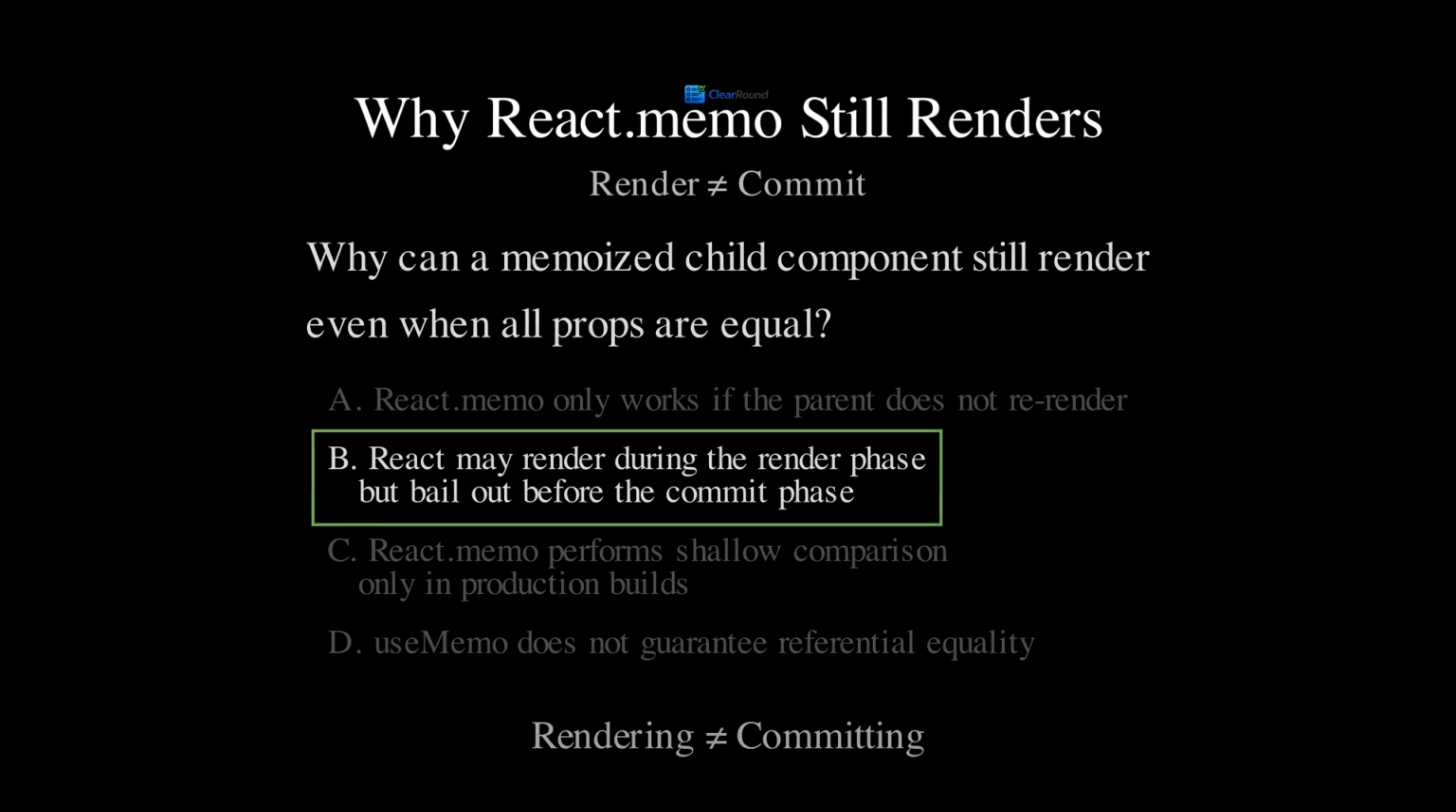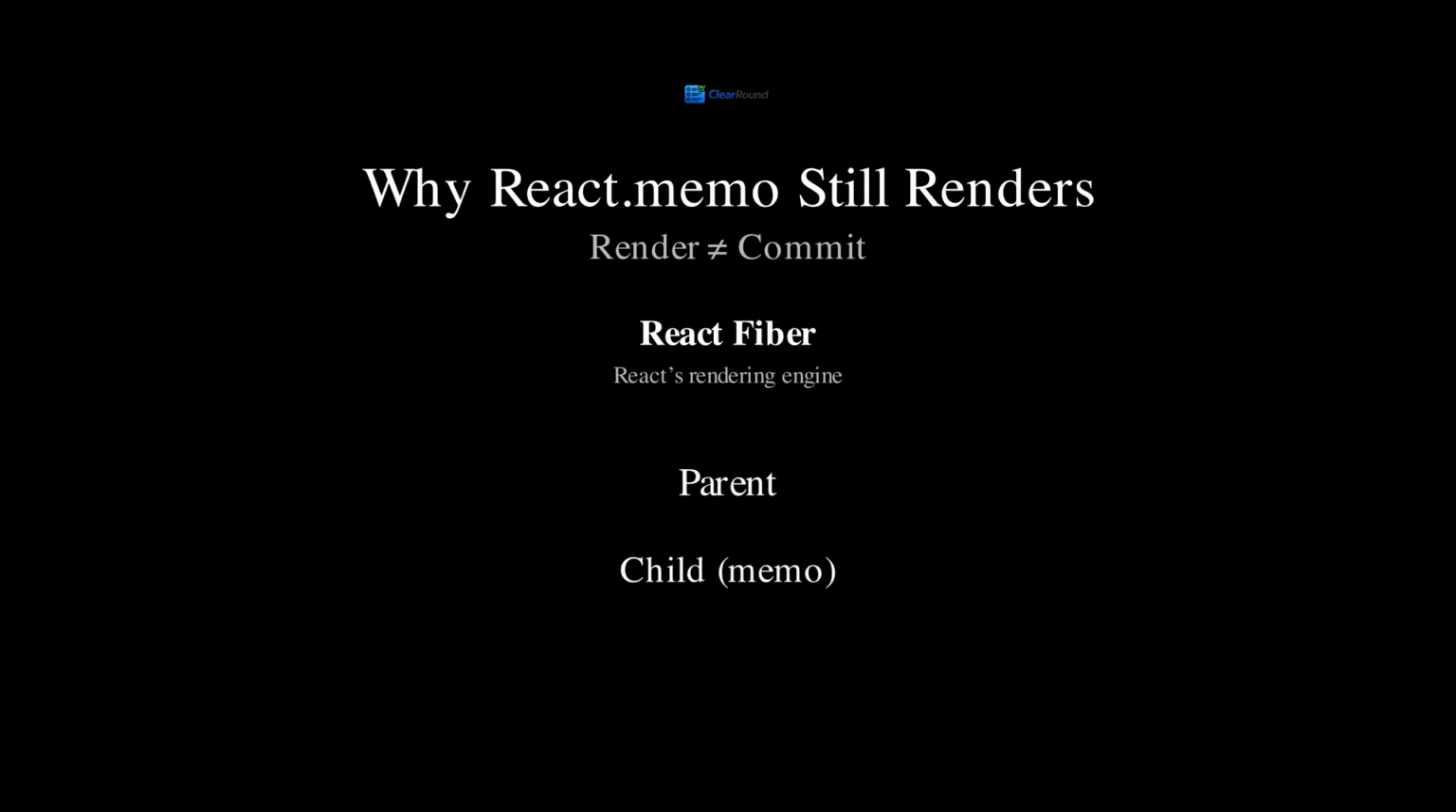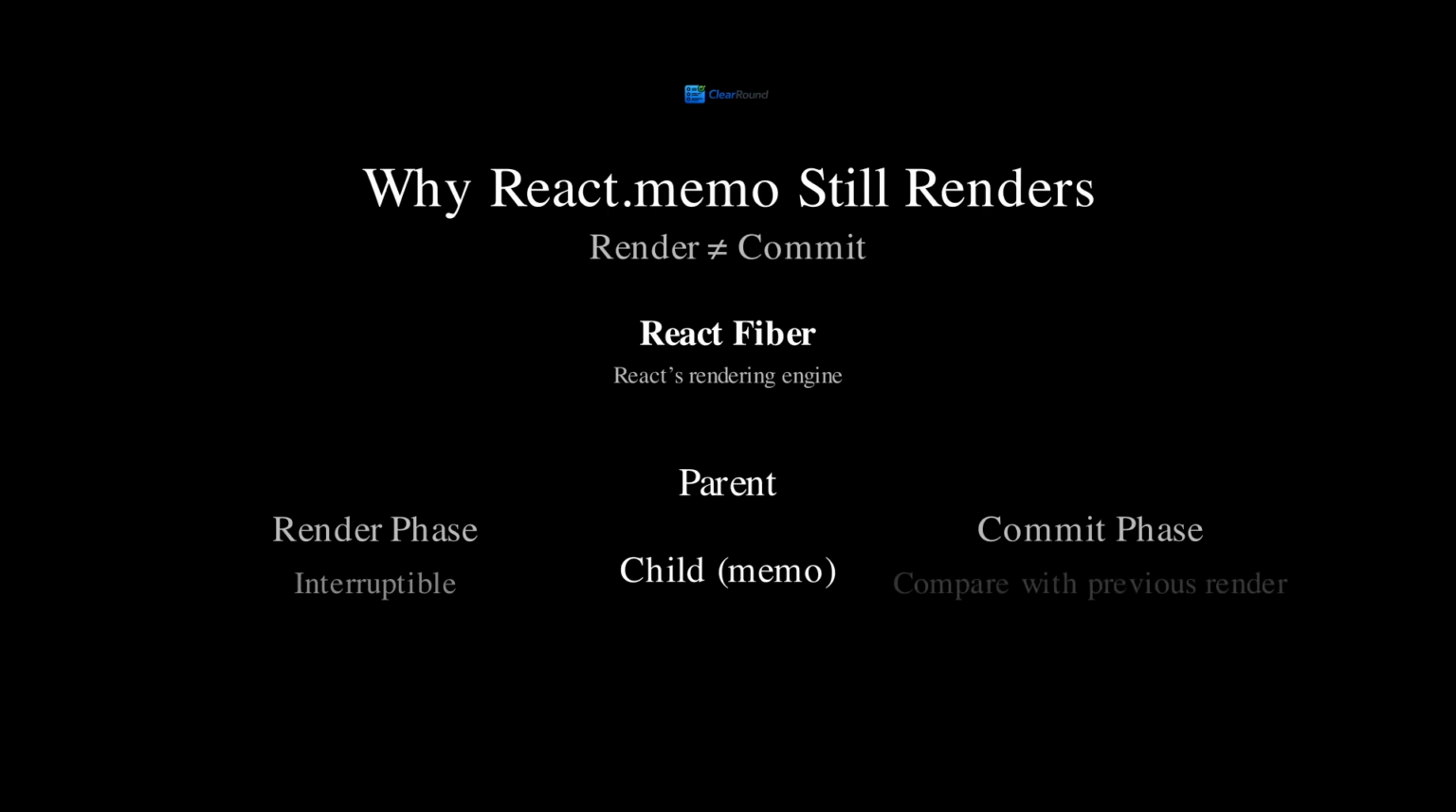To understand this behavior, we need to talk about React Fiber. Fiber is React's internal architecture that allows rendering work to be paused, resumed, or even discarded. When a state update happens, React does not immediately update the DOM. Instead, it starts a new render pass. During this render phase, React walks the component tree and calls component functions to build a new fiber tree. This work is interruptible. React can pause rendering, switch to a higher priority update, or restart the render entirely.